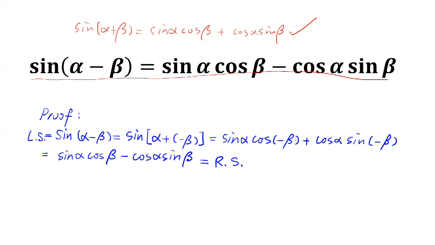sine alpha. So cosine minus beta is cosine beta, right? And cosine alpha times sine minus beta is actually minus sine beta, right? So this is actually the right side. And in this way, we can prove that this expression here indeed is a trigonometric identity, right?